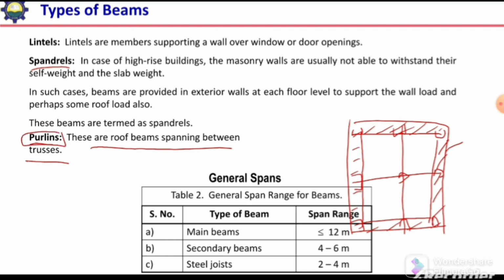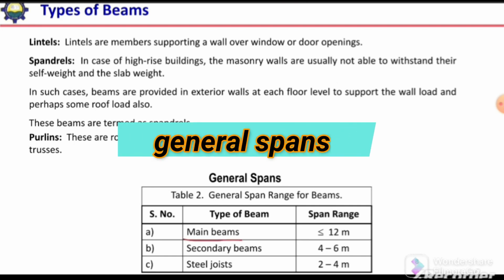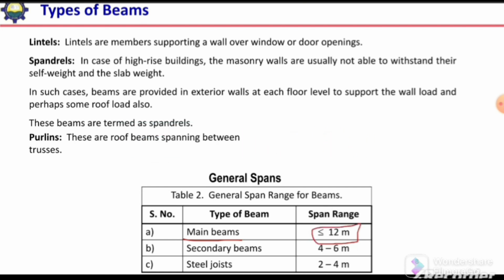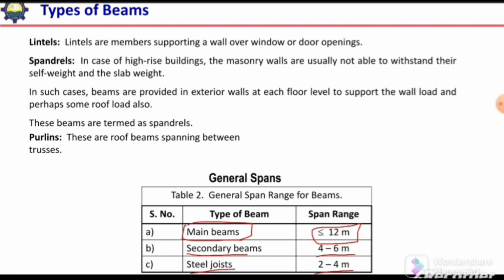If we talk about the spans of primary, secondary and tertiary or joist beams, the main beams are the primary beams. In case of hot rolled sections, their span should be less than 12 meters, the span of secondary beams lies between 4 and 6 meters, and the span of steel joists lies between 2 to 4 meters. If the span of the primary beam is more than 12 meters, we need to go for the built-up section, or we need to go for the truss.